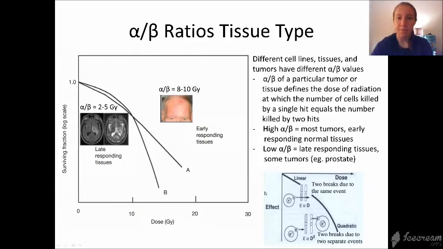A high alpha beta ratio is found in most tumors and early responding normal tissue. Late responding tissues, and some tumors like the prostate, have low alpha beta ratios, so you can see that here as well. They're 2 to 10 gray, and then for late responding tissues, that ratio can range from 2 to 5 gray.